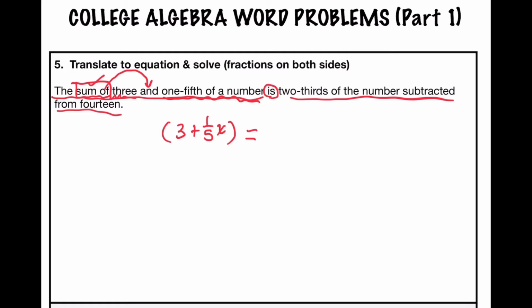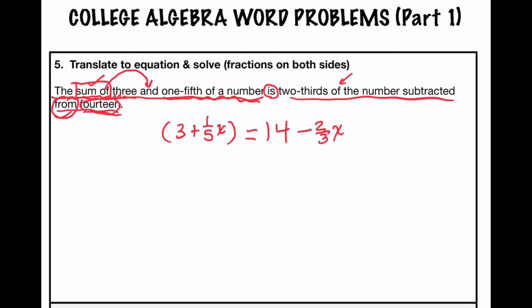The right side expression says 2/3 of the number subtracted from 14. Well, here's the word "from," so I know there's going to be a switch. 2/3 of the number is written first in words, but will be written second in symbols. 2/3 of the number, "of" indicates multiplication, so that's going to be minus 2/3 of the number, which would be x. The number 14 is written second in the expression, but will be written first because of the word "from." Now I have my equation. 3 plus 1/5 x equals 14 minus 2/3 x.